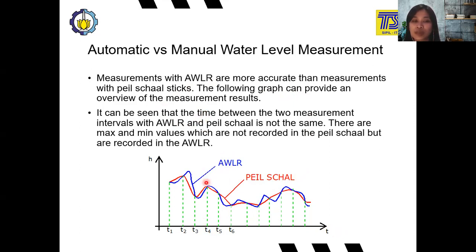There are maximum and minimum values which are not recorded in the field shall, but are recorded in the AWLR. For example, here we have the maximum values, but when we are using field shall, when these maximum values occur, it's not at the time we carry out the measurement. For example, we only carry out the measurement for the field shall in this time step T1, T2, T3.